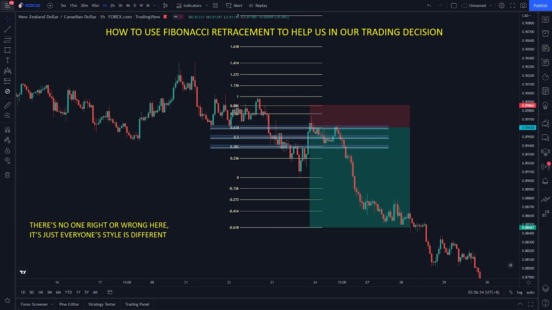It's just that everyone's style is different, and I'm more accustomed to looking for my entry points in these positions. I'm not going to use any indicators today because I want to let our viewers have a better understanding of how to trade with Fibonacci retracement. If I go with other indicators, I'm afraid you will get confused, because some of the viewers watching this video are new to trading.